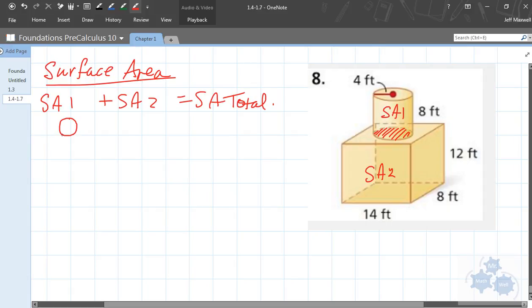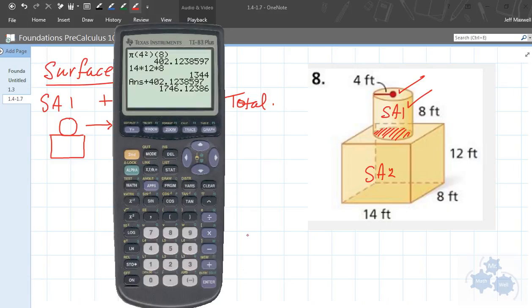For a cylinder, I don't know if we've actually done this in class before, but if you're considering this piece and the wraparound piece, then what it looks like is a circle up top here, and really this wraparound piece is a rectangle. Okay, so a circle and a rectangle. Now, can we find the surface area of this circle? Yes, we can. That is pi r squared, which is pi times 4 squared, which is 16 pi. And as a decimal, what's 16 pi as a decimal?